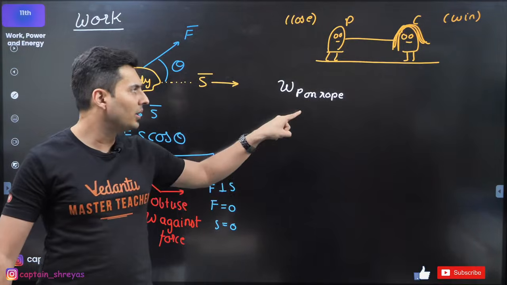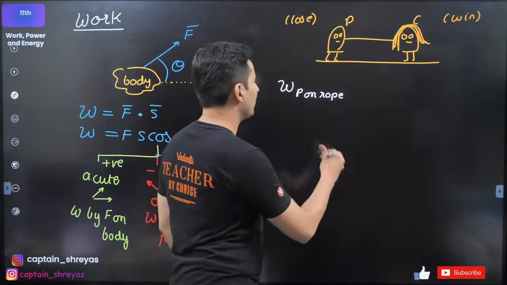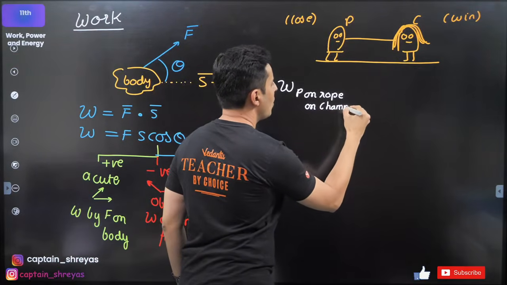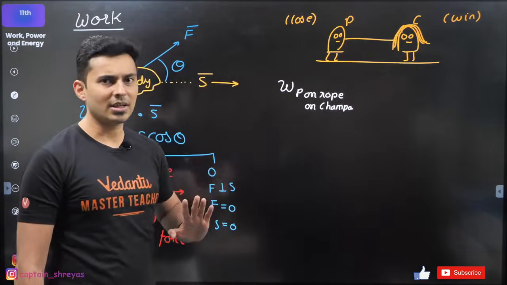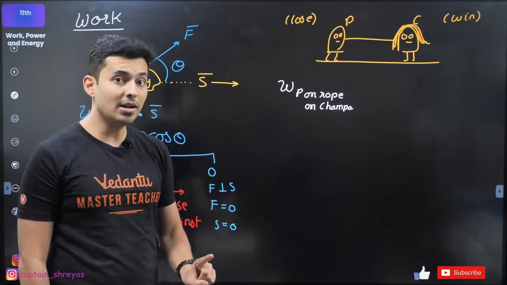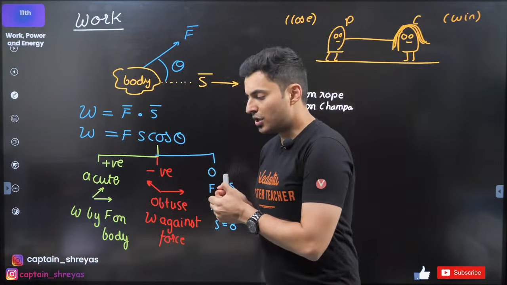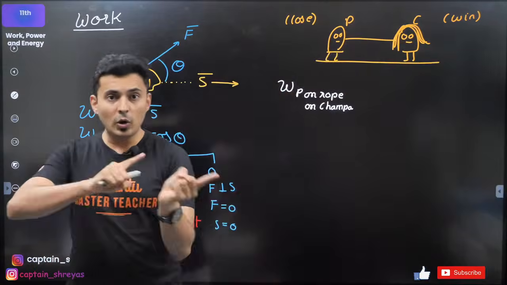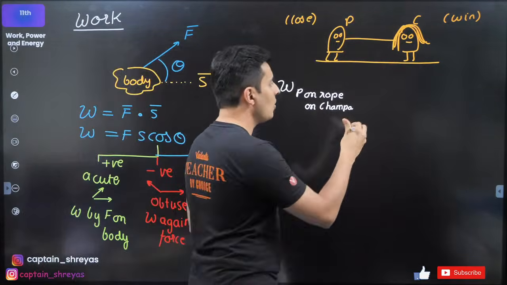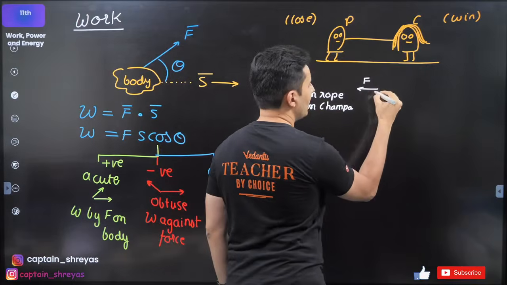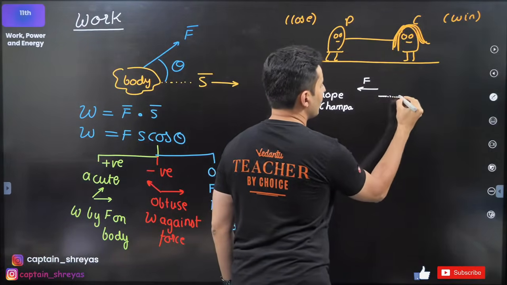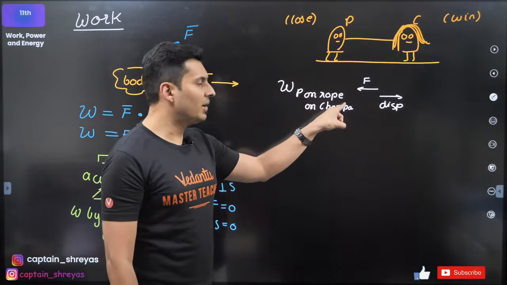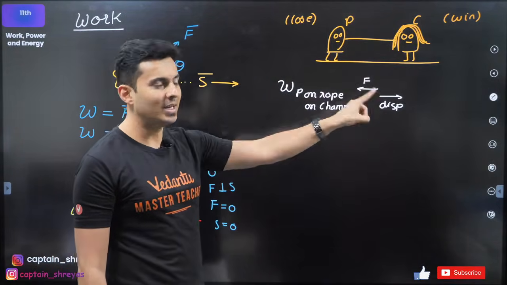Work done by Pandu on the rope, or basically, if you don't like on the rope, on Champa. Also I can say, work done by Pandu on Champa. One and the same thing. Rope is directly attached to Champa. Think about it. Champa is going like this with the rope. Pandu on the rope is applying the force this way, whereas the rope itself is displacing this particular way.